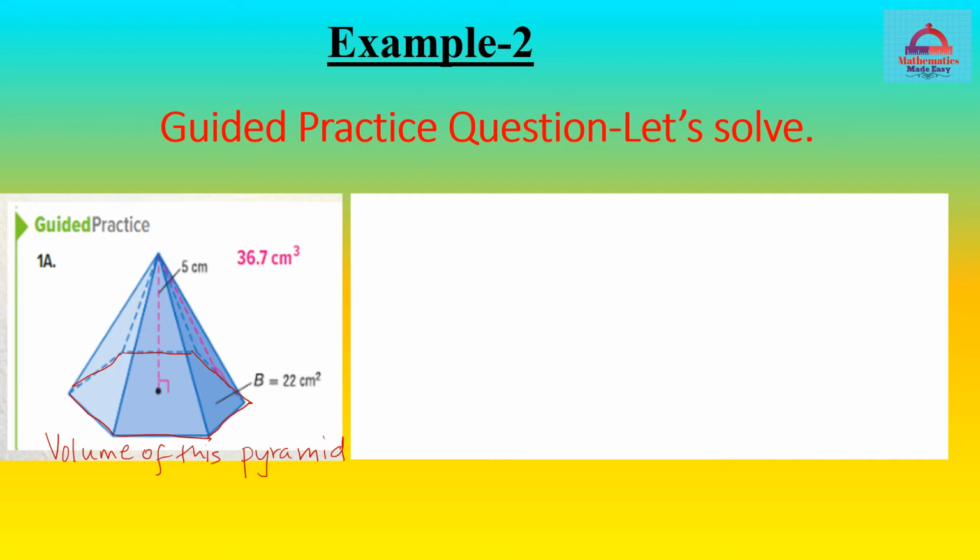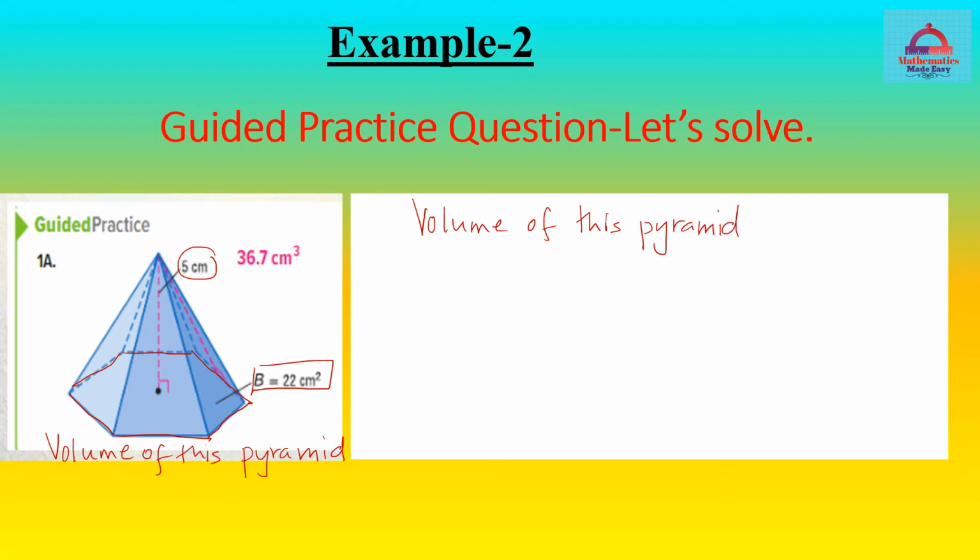Now the good part is that you are already given the area of this regular hexagon. So the area of this hexagon is the base area, which is 22 centimeters squared. Also in this question you are given the height of the pyramid. So we just have to do a little calculation to get the volume of this pyramid.